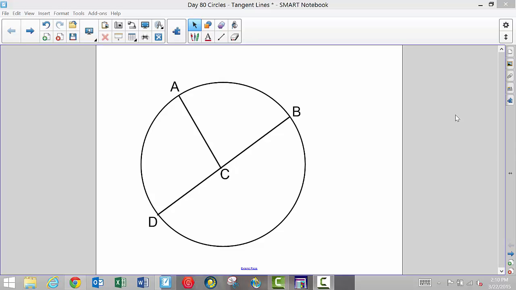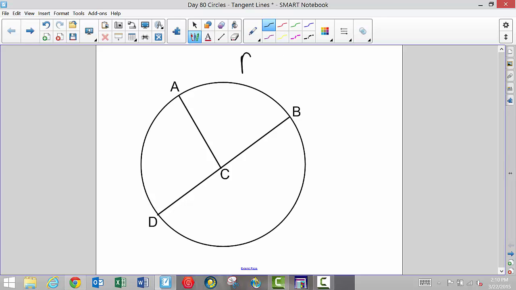Today's lessons will be on tangent lines with circles. Before we begin, I just want to go over briefly the parts of a circle that you should already be familiar with. You should know a radius and diameter. You should also know area and circumference formulas for a circle.